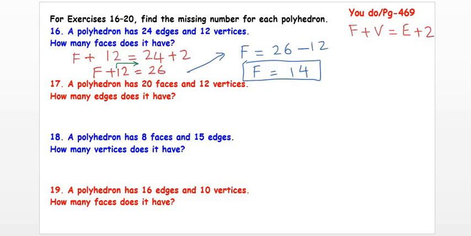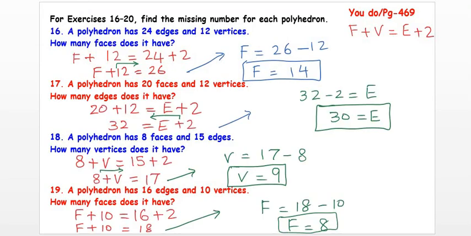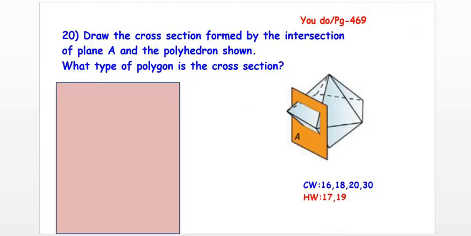Now better pause the video here and solve question number 17, 18, 19 on your own. So here are all the answers. I made use of the Euler's theorem. I substituted the values, and then it was very simple to find the missing, you can say, vertices, faces or edges. Here is the next question.